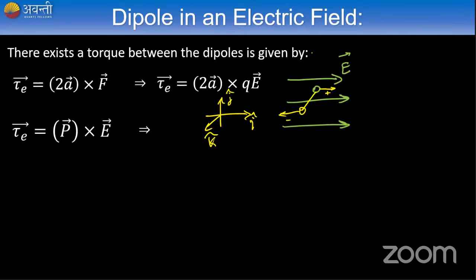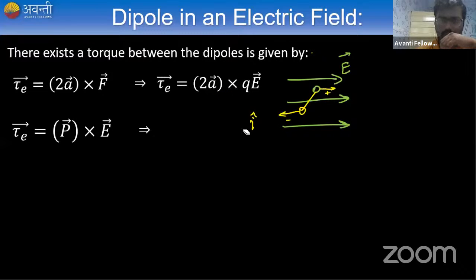See, guys, using the right hand screw rule, or using the expression, how can I tell my torque direction? If I move in the direction of the dipole moment and curl in the direction of the electric field, I'll get my torque in this direction, right? So my dipole is in this direction, electric field is in this direction. Then in which direction will the torque point? So the right hand screw rule, guys.